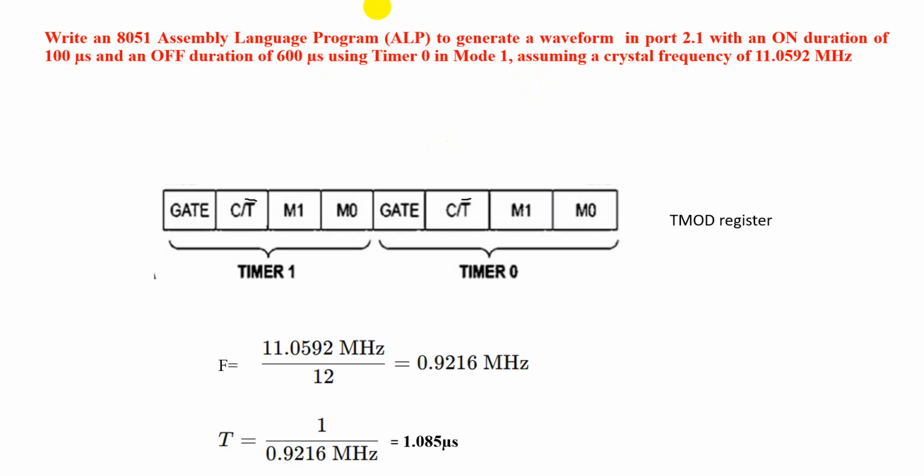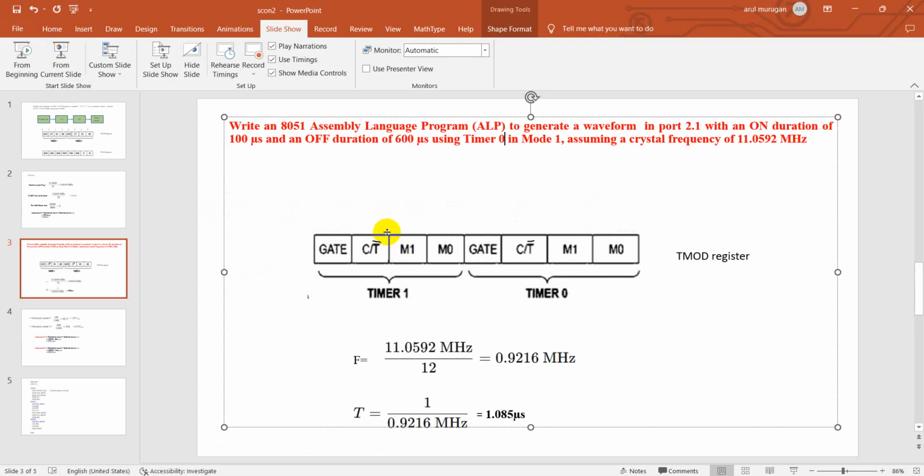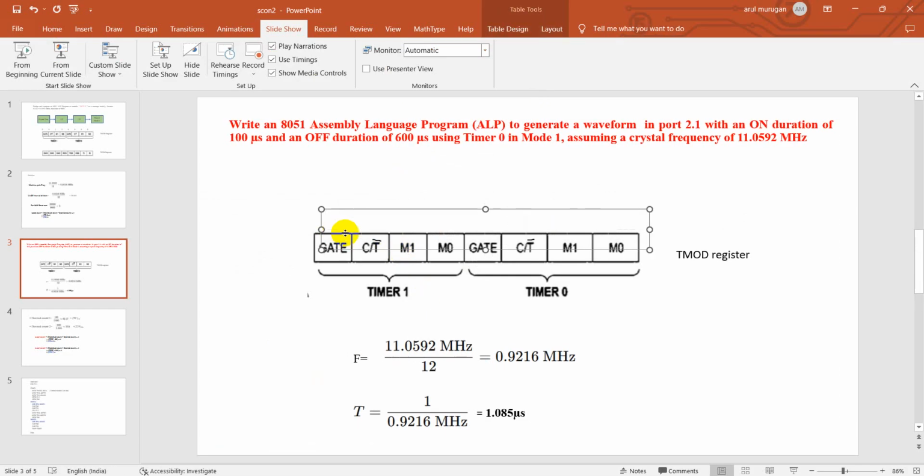Let me discuss how to configure timer 0 mode 1. First of all, we are going to use only timer 0. So for timer 1, you can make everything 0, all the modes and gate. In timer 0 you can make gate 0, and C/T bar also 0, and then M1 M0 we have to set as 0 1. Why? Because 0 1 is mode 1.